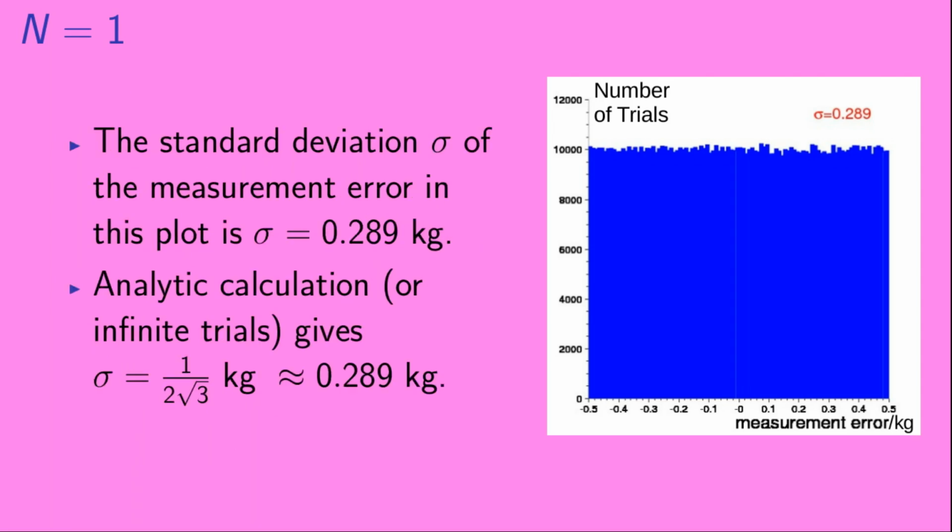So when we numerically calculate the standard deviation sigma of the measurement error shown in this plot, we get that sigma is equal to 0.289 kilogram. And in this case, because it's a simple distribution, we could alternatively do an analytic calculation. If we did that, we would get that sigma is equal to 1 over 2 square root of 3 kilogram, which is approximately equal to 0.289 kilogram.